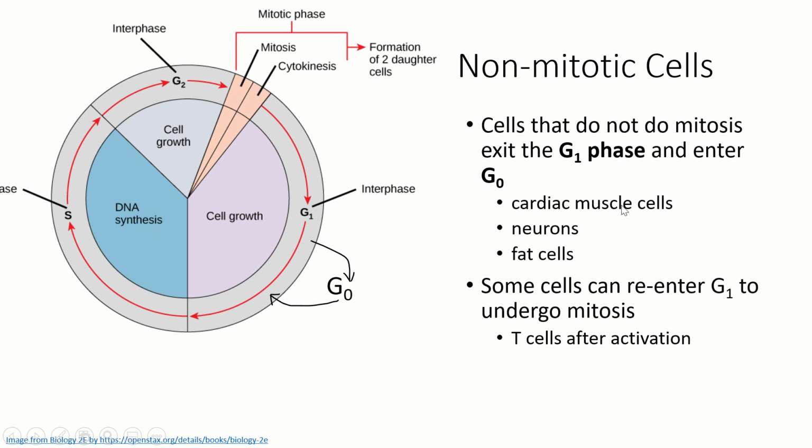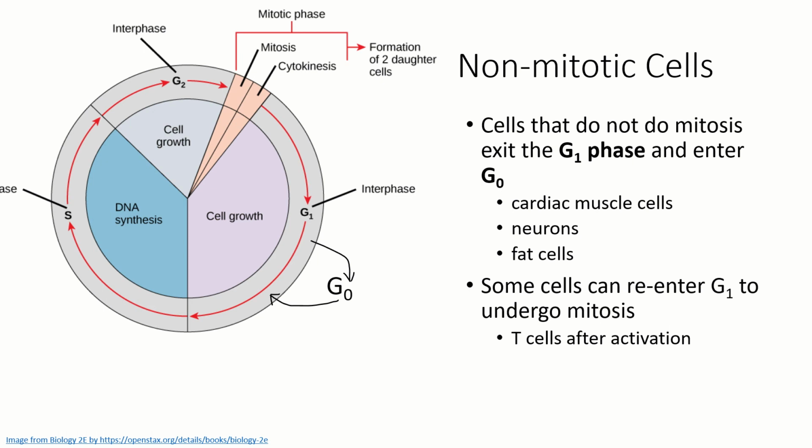So the muscle cells in your heart, yeah, they don't do mitosis. You need new heart cells. You're going to have other cells to do mitosis and make new ones. Your neurons, your fat cells. And also, for some cells, they're going to have a momentary or a temporary move to G0, but then they can get out of G0, go back to G1, do the life cycle.